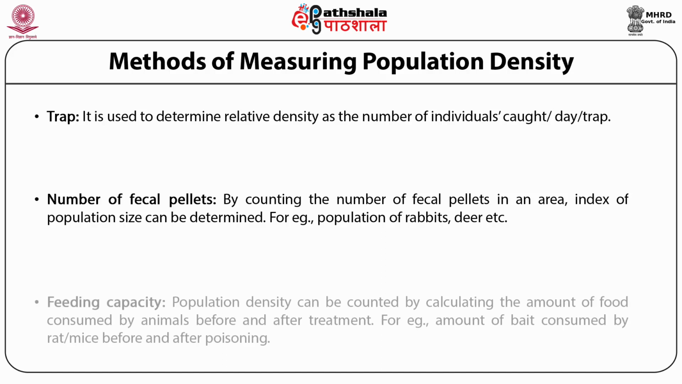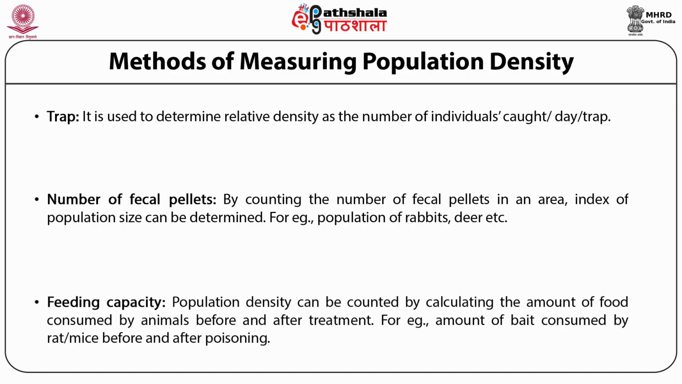Next is feeding capacity. Population density can be counted by calculating the amount of food consumed by animals before and after treatment. For example, the amount of bait consumed by rats or mice before and after poisoning can be used to determine an index of change in density.